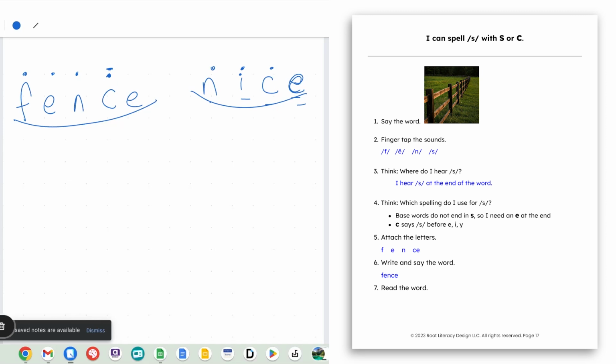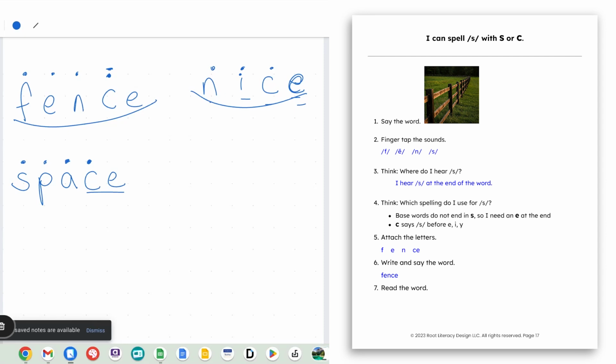The word is space. Repeat the word space. Tap it out. S-P-A-S. So it would be S, P, what says A, consonant E, and then what says S? It would need to be a C because C-E spells S, and English words don't end in S.